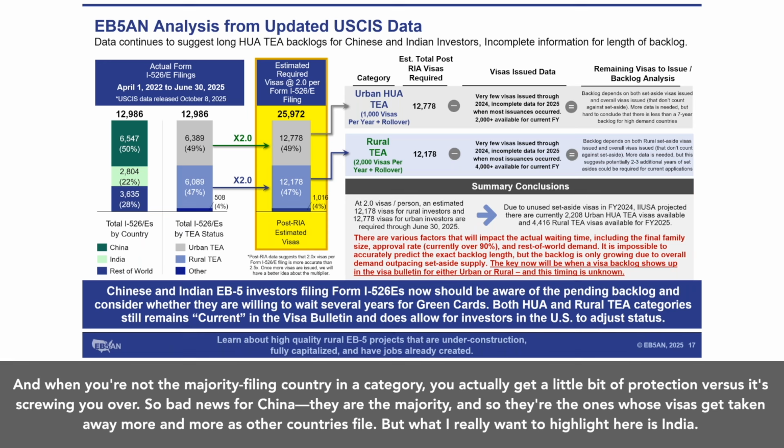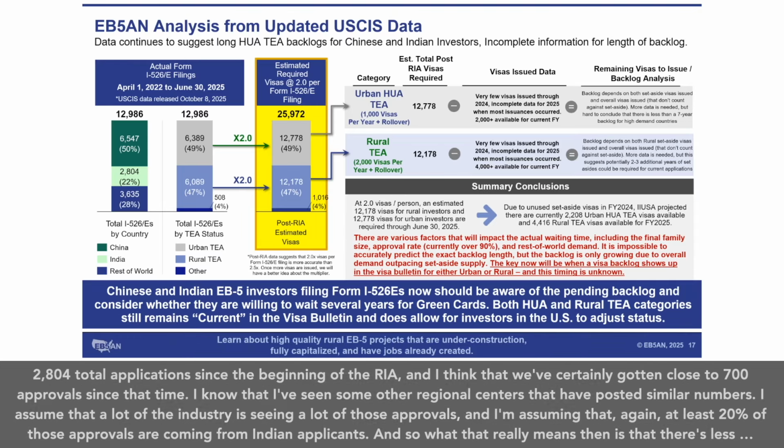And so bad news for China, they are the majority. And so they're the ones whose visas get taken away more and more as other countries file. But what I really want to highlight here is India, right? 2,804 total applications since the beginning of the RIA. And I think we've certainly got close to 700 approvals since that time. I know that I've seen some other regional centers that have posted similar numbers. I assume that a lot of the industry is seeing a lot of those approvals.